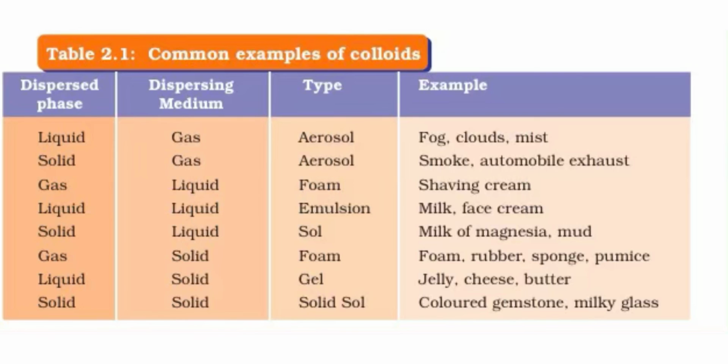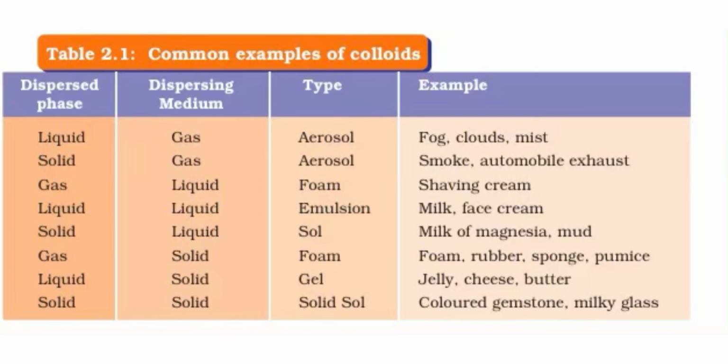Next is shaving cream. It is a type of colloid called foam. Here dispersed phase is gas and dispersing medium is liquid. Milk, face cream, etc. They are the type of colloid called emulsion. Here the dispersed phase is liquid and dispersing medium is also liquid. Milk of magnesia, mud. They belong to type of colloid called sol. Here dispersed phase is solid and dispersing medium is liquid.